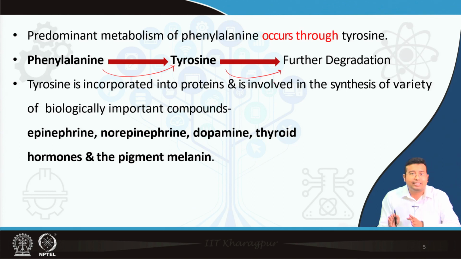And not only is it degraded, from tyrosine multiple very important compounds are obtained in our body. To name a few, catecholamines, that is epinephrine, norepinephrine, adrenaline, noradrenaline, neurotransmitters like dopamine, thyroid hormones, the pigment melanin, all are important products that are derived from tyrosine. So, indirectly they are derived from phenylalanine also, right.